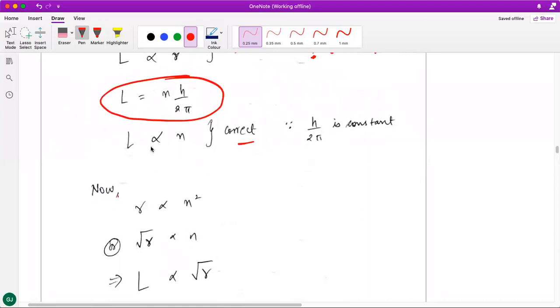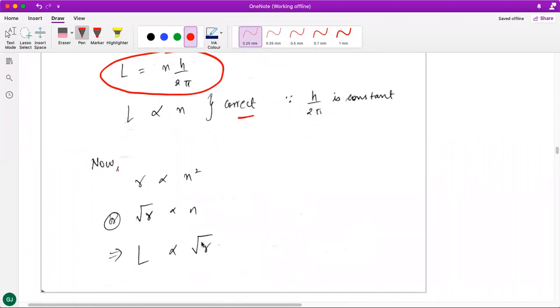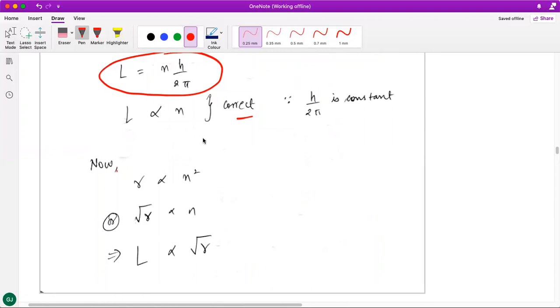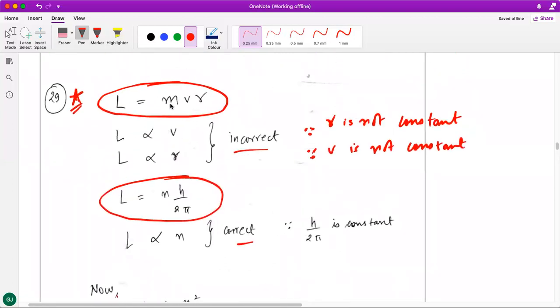So I can relate L and R as L is directly proportional to root R. This is one way of looking at it. You could have done the substitution over here also.